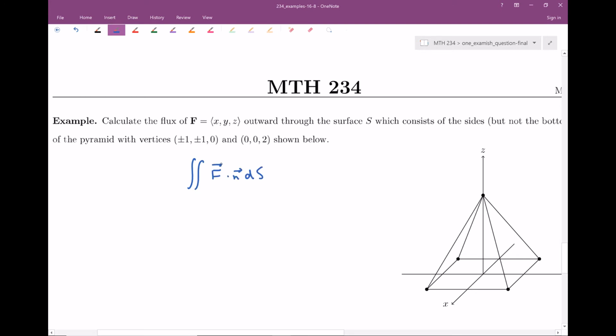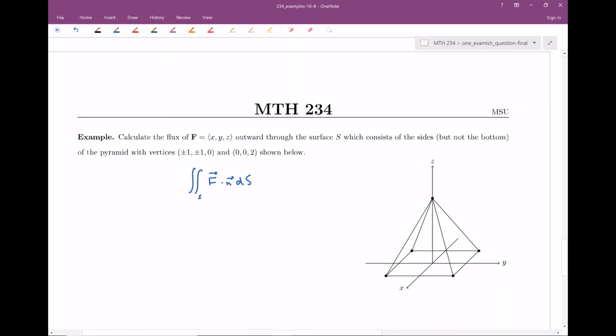So here is our flux integral, a surface integral, outward through the surface S, which consists of the sides, but not the bottom, of the pyramid with vertices plus and minus 1, along with 0 in the third coordinate. Down here, that's the base. And then 0, 0, 2 must be the apex, the top of the pyramid, as shown below. So again, we're interested in calculating the flux outward through the surface.